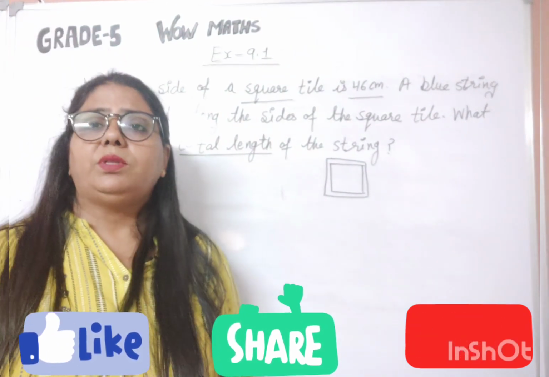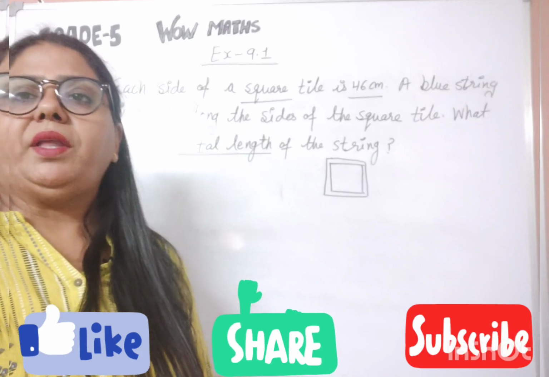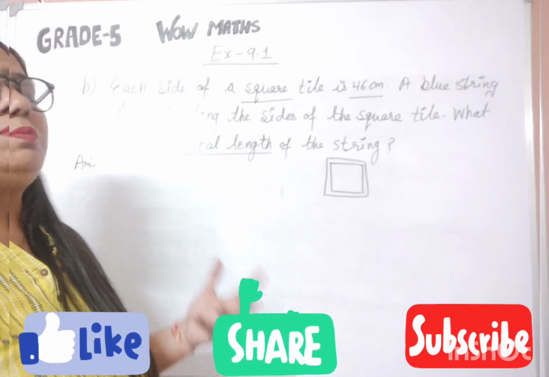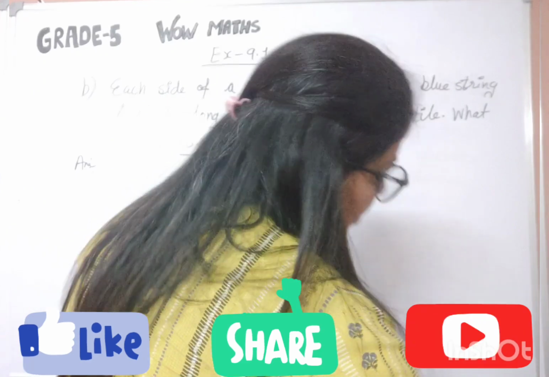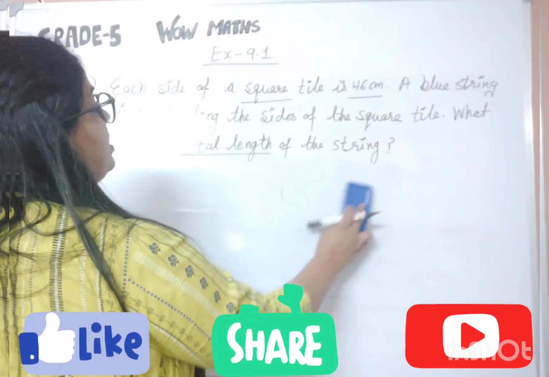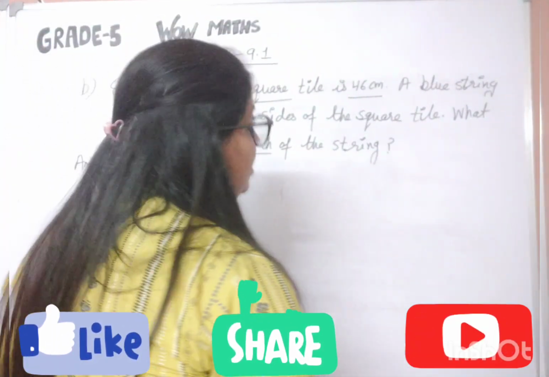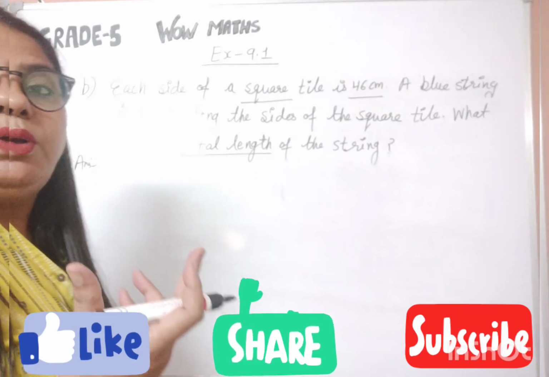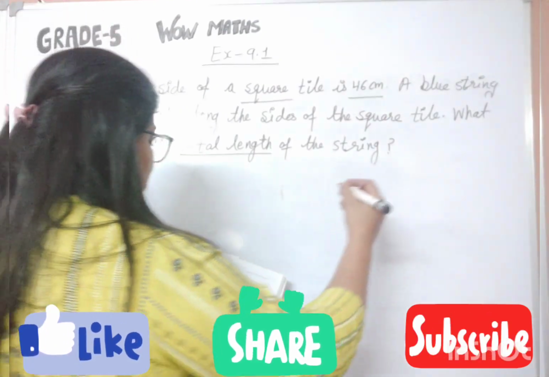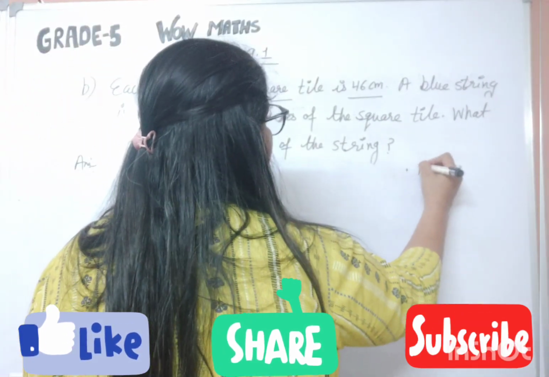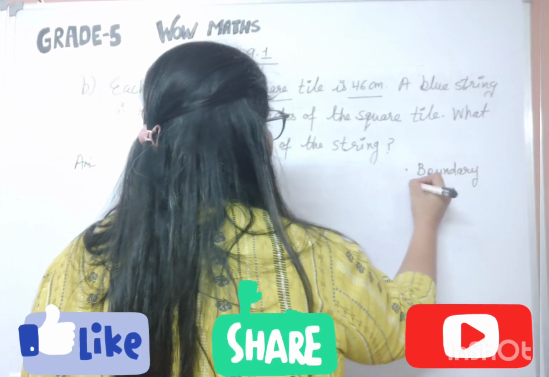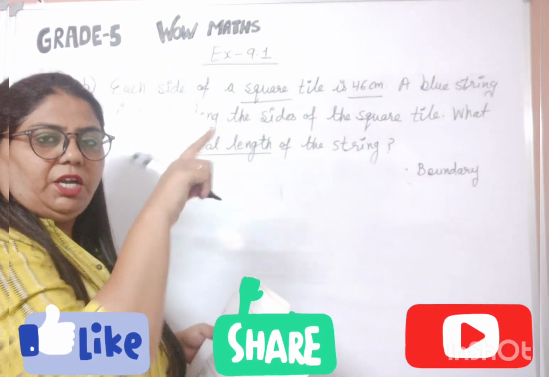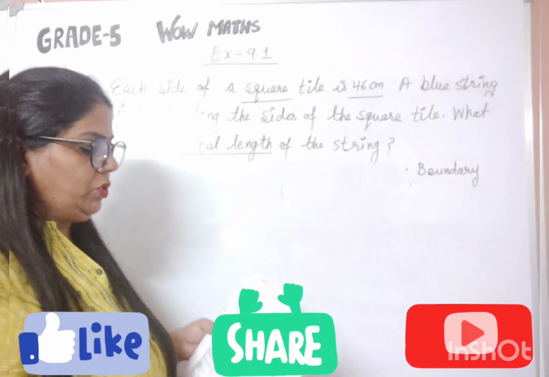How do we know that they are talking about the perimeter only? So there are some keywords from which we can understand that they are talking about the perimeter. What are the hints in a question from which we know they are talking about the perimeter? So the first word you can write down is when in the question they are talking about the boundary. Boundary means all around. It means they are talking about a perimeter.